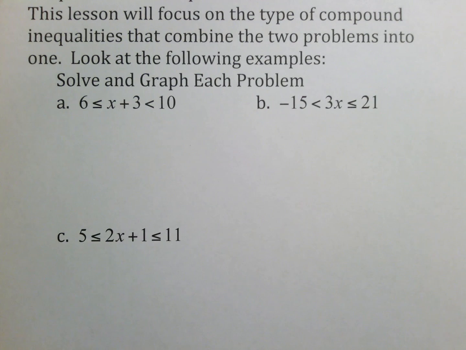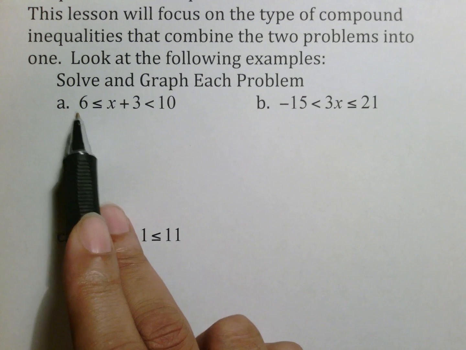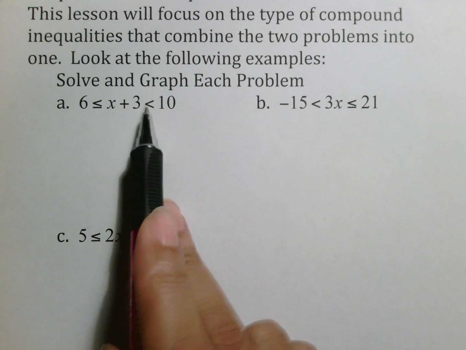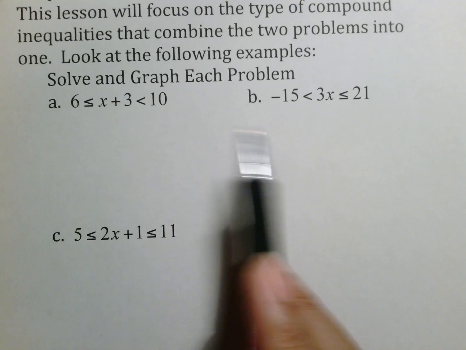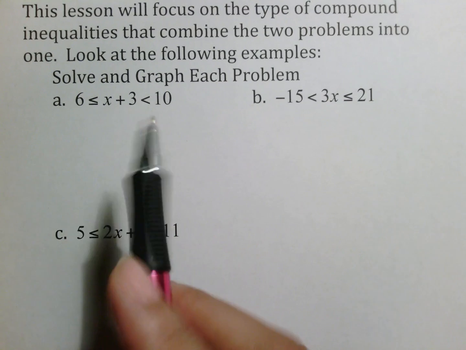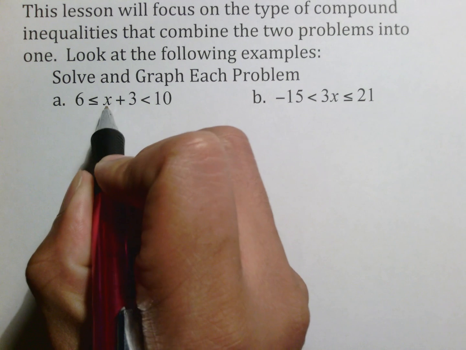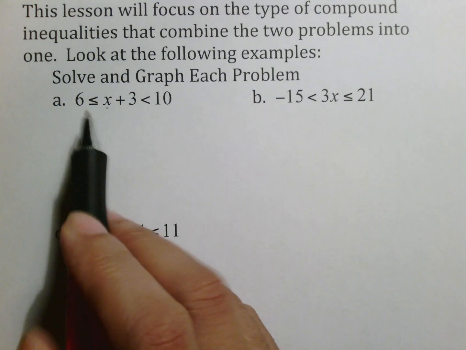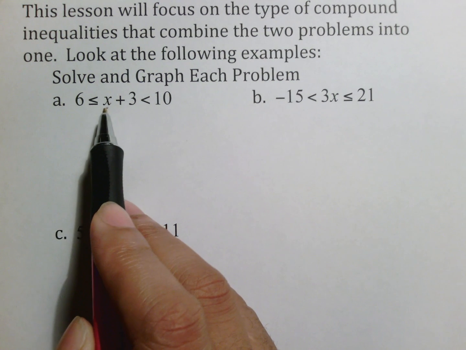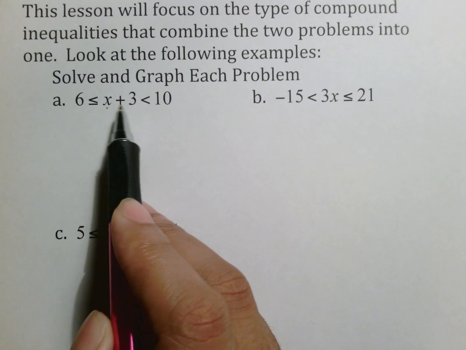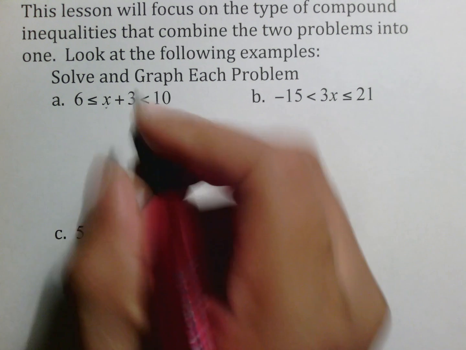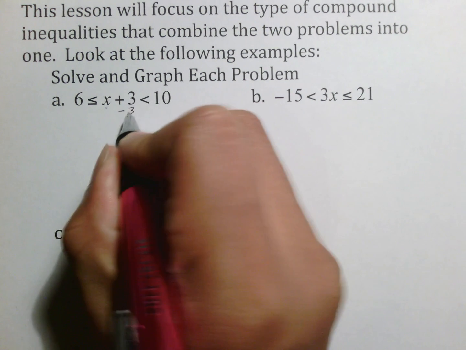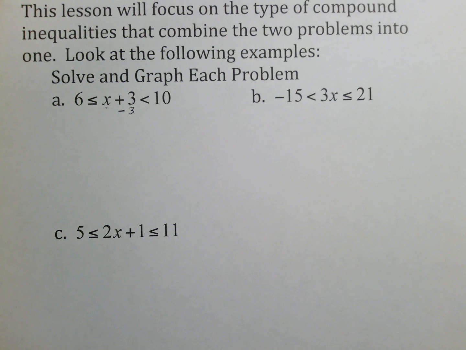You're going to solve and graph each problem, and you're going to notice that we have 6 is less than or equal to x plus 3, which is less than 10. The goal is still the same. We still want the variable all by itself, and so we look at this and we say to ourselves, x has to be by itself if you get rid of 3, and we will still get rid of 3 the same way, which means that we will subtract 3 to get rid of it.